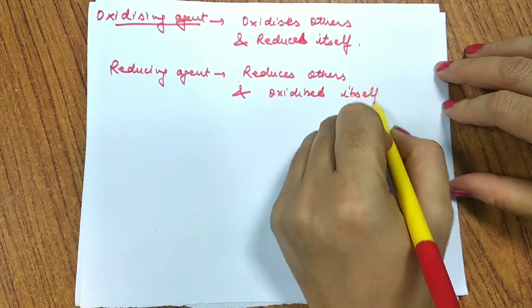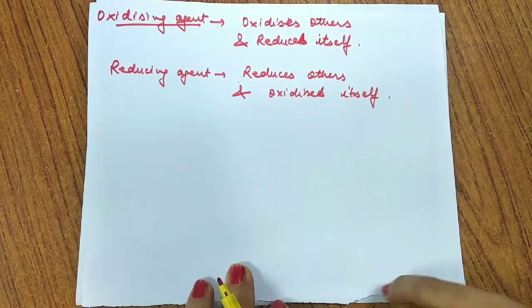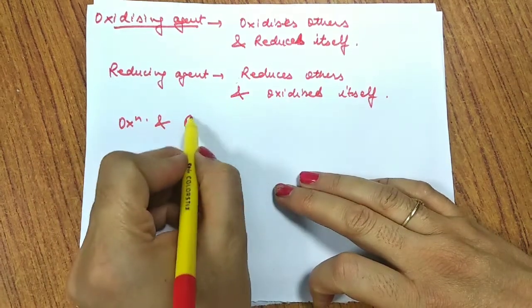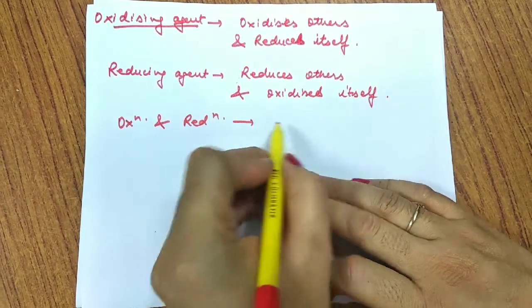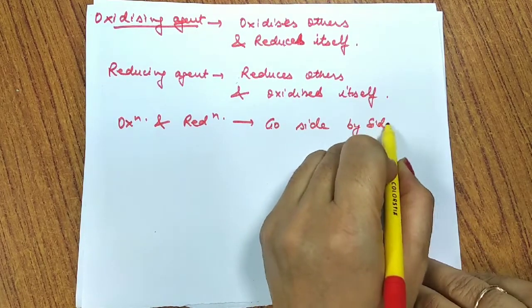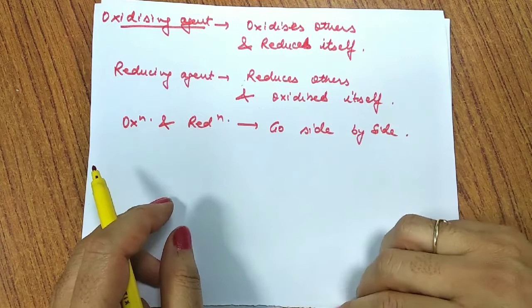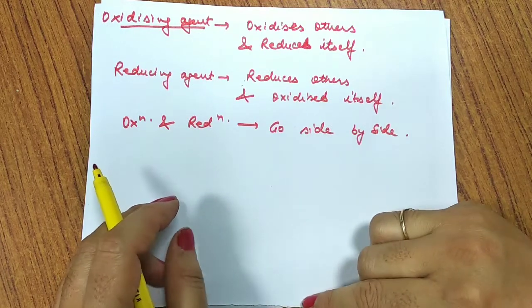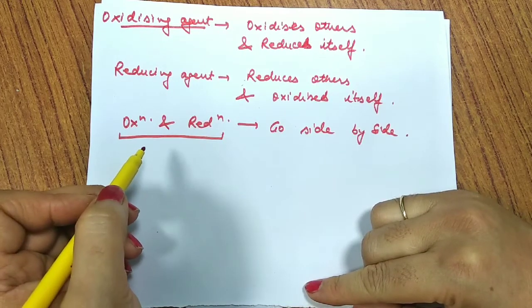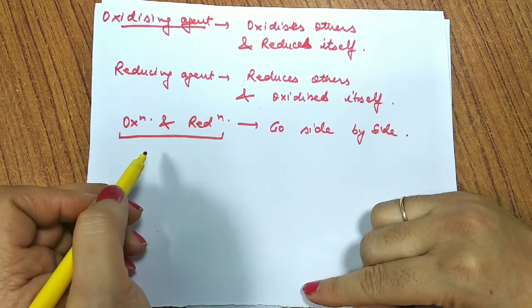We call it a reducing agent. That means oxidation and reduction both go side by side. So it's been observed that a redox reaction is that reaction in which both oxidation and reduction take place.